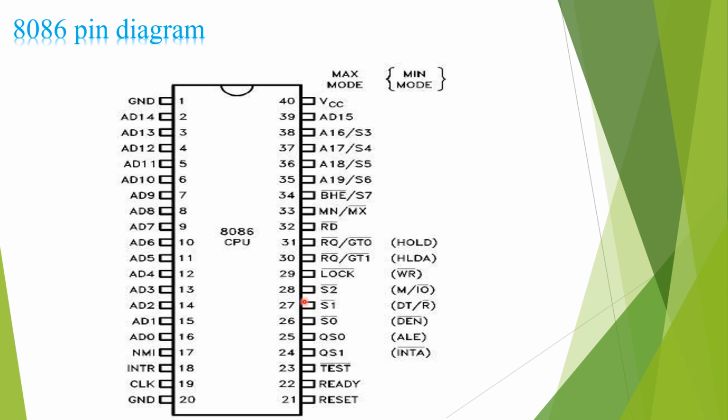After that, M/IO. Here pin number 28, S2. This signal is used to distinguish between memory and input-output operation. When it is high, it indicates input-output operation. When it is low, it indicates memory operation. After that, pin 29, WR.